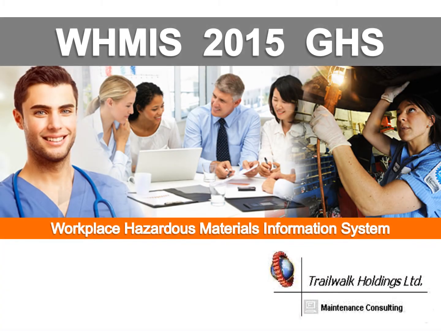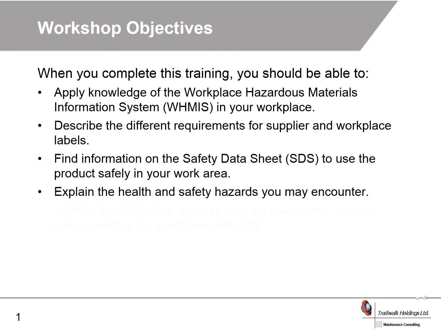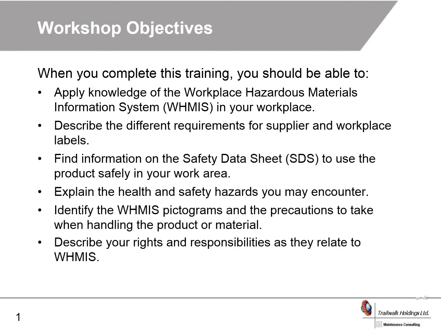Welcome to WHMIS 2015. When you complete this training, you should be able to apply knowledge of Workplace Hazards Information System in your workplace, describe the different requirements for supplier and workplace labels, find information on safety data sheets to use the product safely in your work area, explain the health and safety risks you may encounter, identify the WHMIS pictograms and the precautions to take when handling the product or material, describe your rights and responsibilities as they relate to WHMIS.